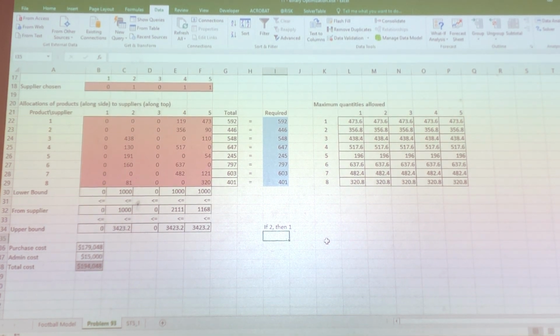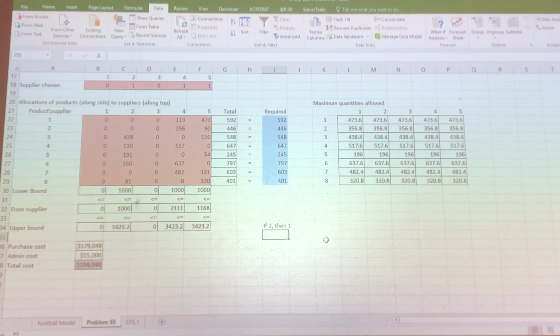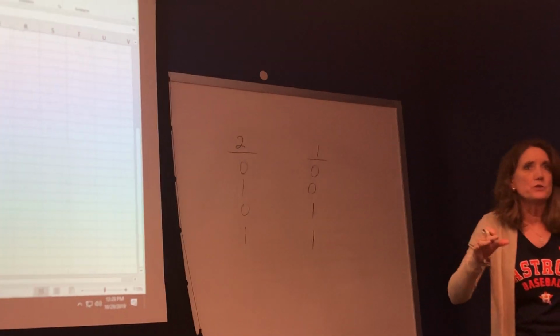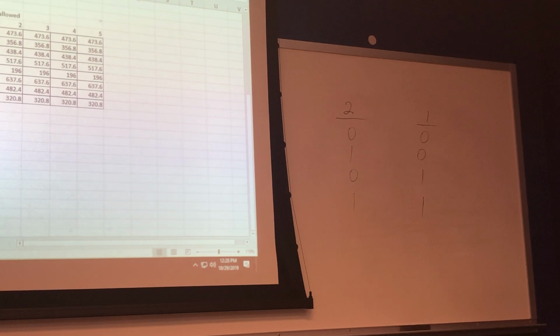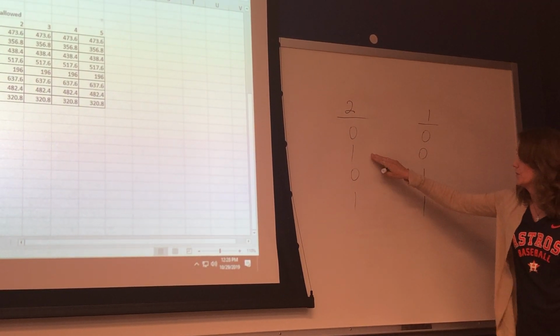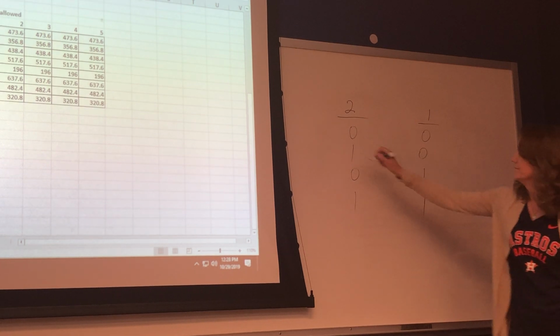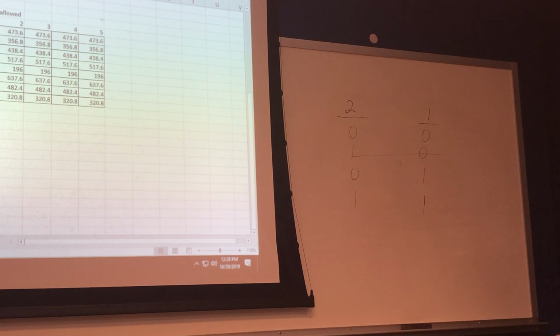Two, then 1. Okay, so it's just 2 things. When it says that, don't read any more into it than what it actually says. It says if you use 2, then you have to use 1. It doesn't say anything about if you don't use 2. So if you don't use 2, we don't care. But if you do use 2, then you have to use 1. So that's not okay, right there. But the others all are.